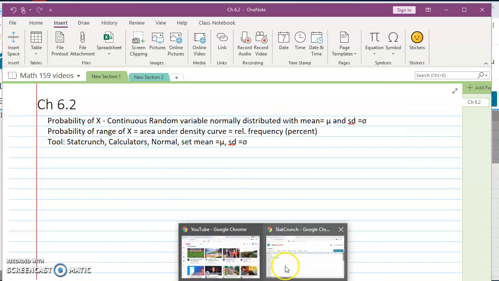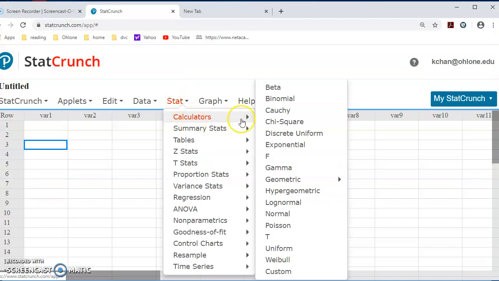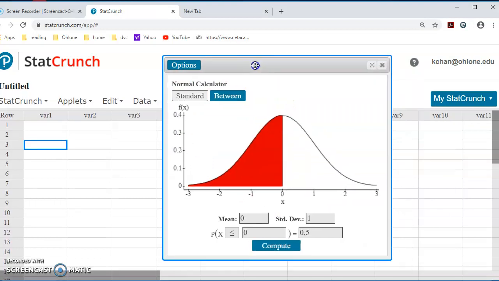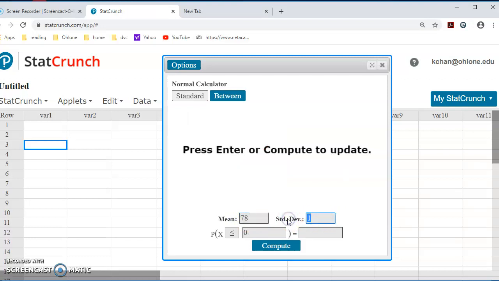So let's go over to StatCrunch and look at the StatCrunch calculators. The calculator is under Stat, Calculators, Normal. By default, when you open it up, it's always a standard normal, expecting you to do standard normal z-scores. But you can change it to any number that they give you. Then you can input the range of x here and get the probability in this box. This is the range of x that you enter, and this is the box that shows the probability.